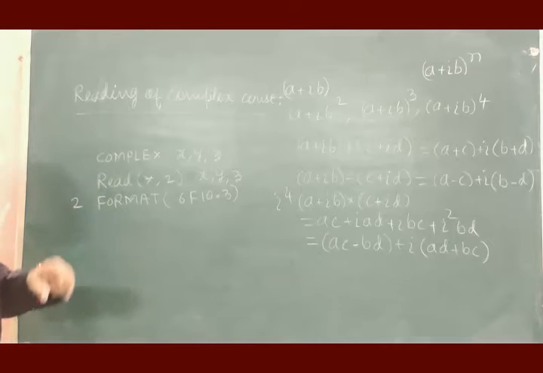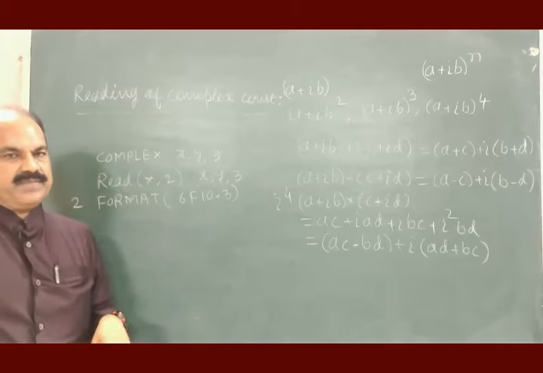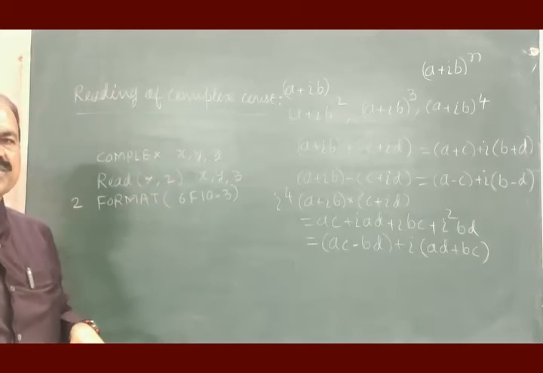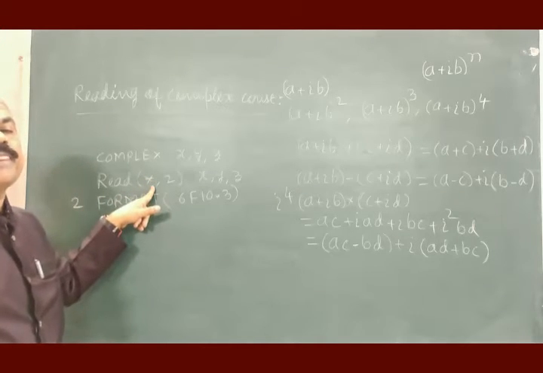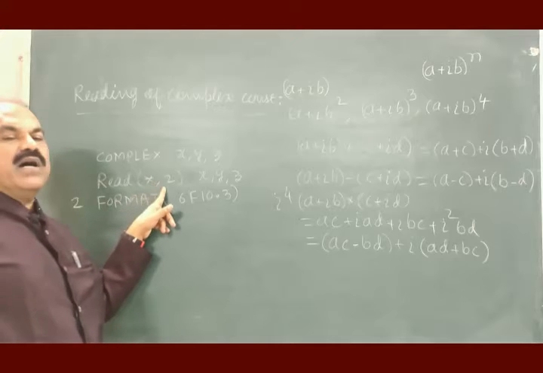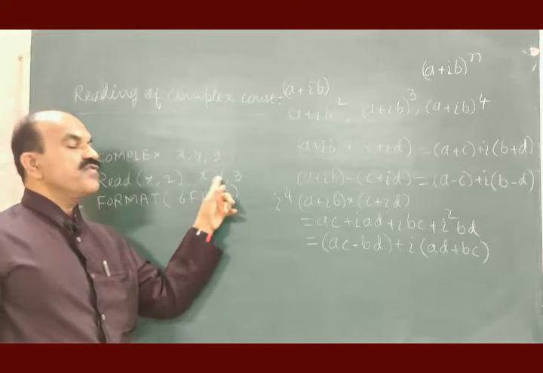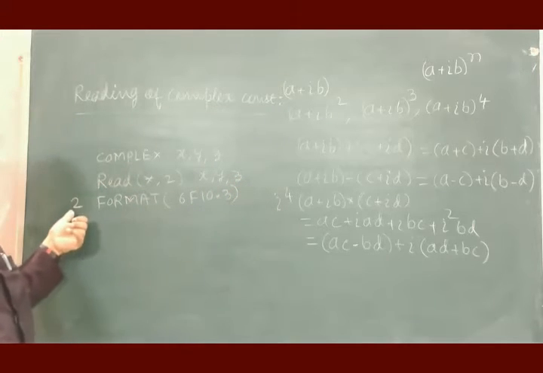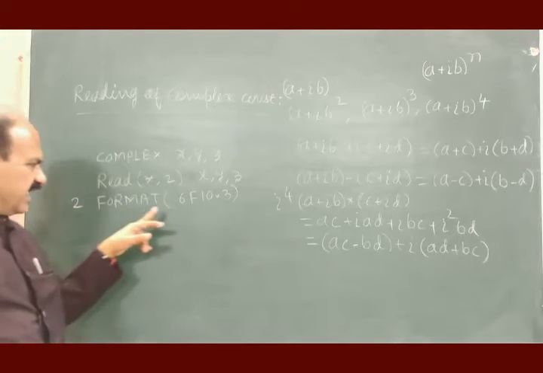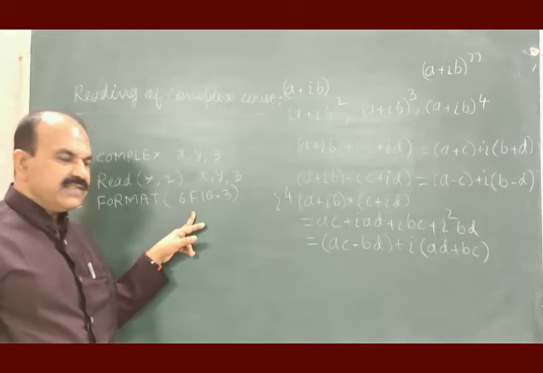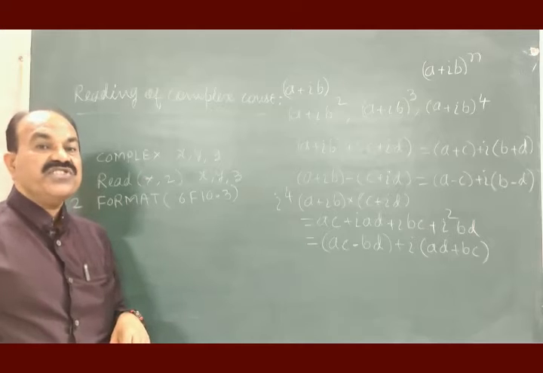A very short and simple example. COMPLEX X, Y, Z. It means that X, Y, Z are complex variables. Read from where? From the default input device, comma 2. The format for reading complex constants for these complex variables is specified by the FORMAT statement with line number 2. And what is the format specified? 6 times F10.3. What does this mean?